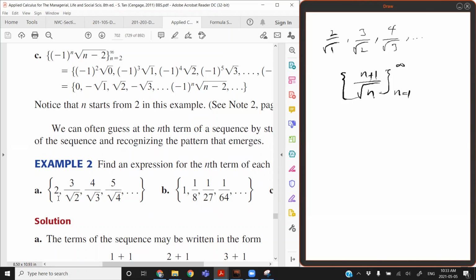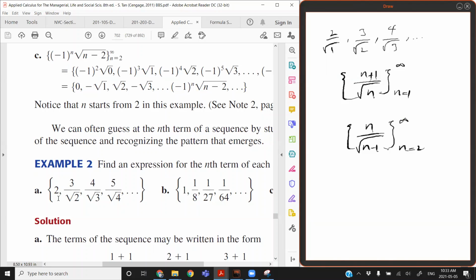Make sense? Could we have done something else? What do you mean? Because I said that it would be n over square root of... Yeah, n. Very good. You can also do that. No problem. You can write it as n over square root of n minus 1. Is that what you mean? Yes, and then begin n at 2. Exactly. It's the exact same sequence. So there's no unique answer to this.